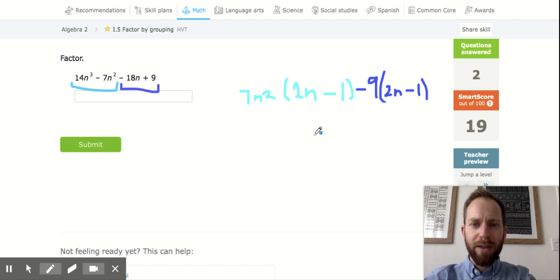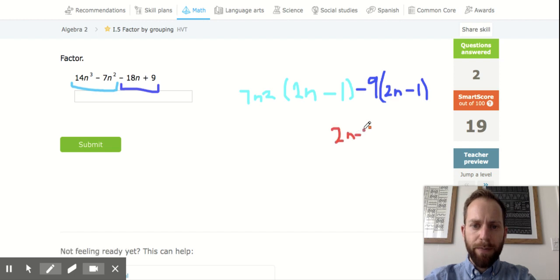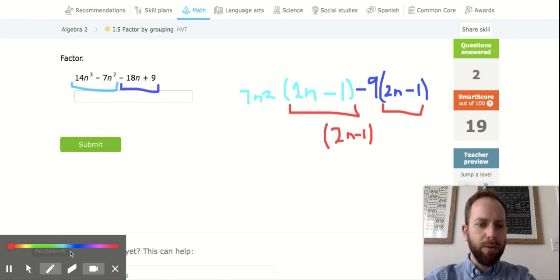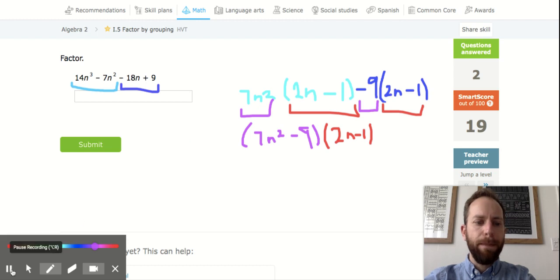All right, and since we got the same thing in parentheses twice, we get to write that together. So that would be 2n minus 1. We only have to write it once. And then we would group the first terms together, right? This one and this one. So we can just write it as 7n squared minus 9 times the quantity 2n minus 1.